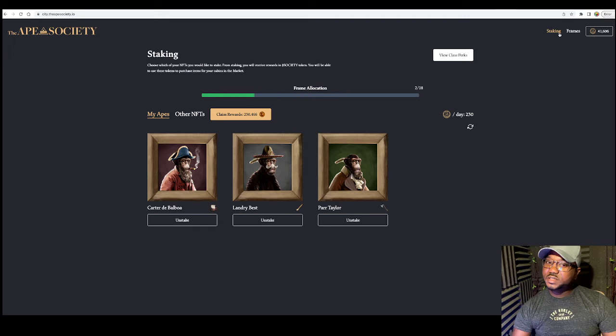So after you purchase your frame, you're going to go over to staking, and when you go over to staking, instead of unstake, you would have stake, and then you would stake your ape to the frame. Now, after staking your ape to the frame, you have to wait, and I think every 24 hours it updates and lets you know how much Ape Society you've earned from the staking, and then you can claim those rewards.